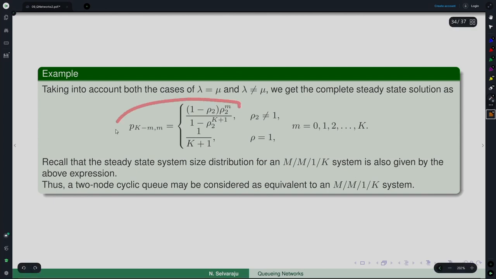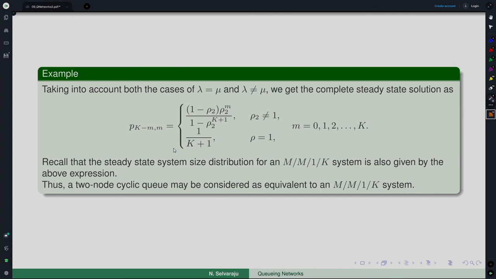Now, look at this distribution, this quantity. We have seen this already, and it corresponds to an M/M/1/k system. If you have an M/M/1/k system with parameters lambda and mu, and you obtain the steady state number in the system, then you saw that you obtained exactly this expression, where rho 2 is lambda by mu. So here we obtain exactly the same. That means there is an equivalence, this kind of thing we have seen already.